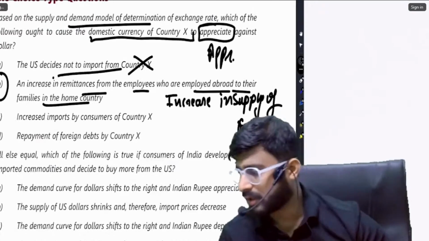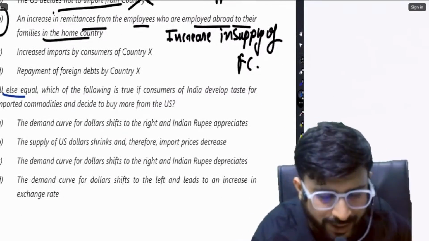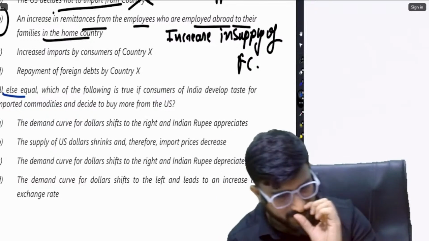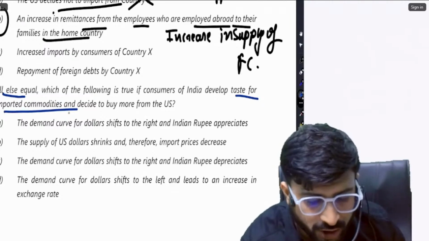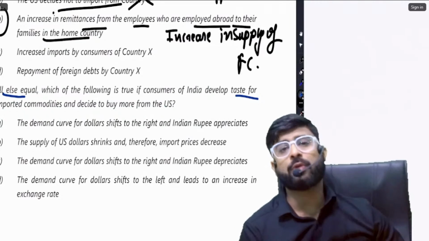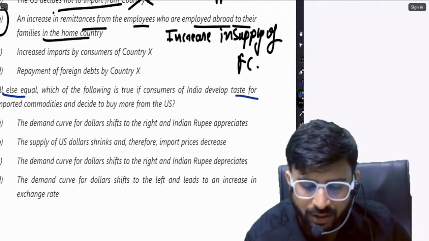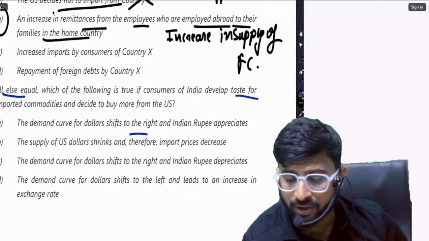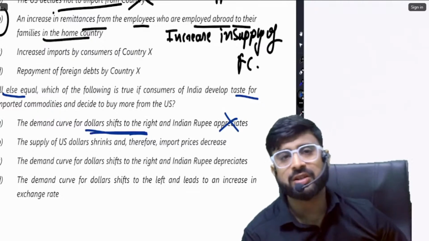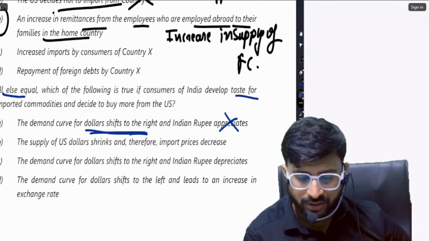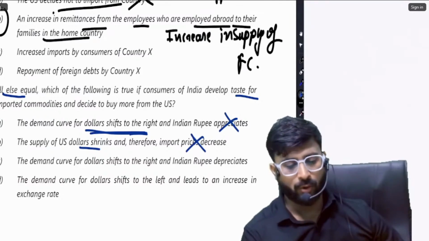Right, sir. Moving on to the next question. Let's see what it is all about. All else equal means everything remaining constant. Which of the following is true if consumers of India develop taste for imported commodities and decide to buy more from the US? So people are starting to buy more from the US. The demand curve for dollar shifts to the right and Indian rupee appreciates. No. How will Indian rupee appreciate? Indian rupee will depreciate if demand for dollars shifts to the right. So it's wrong. The supply of dollar shrinks. No. And therefore import prices decrease. No, no, no.